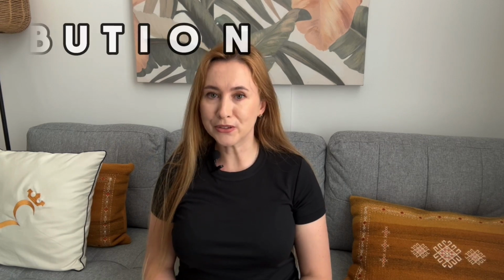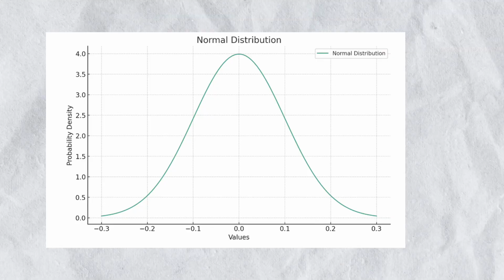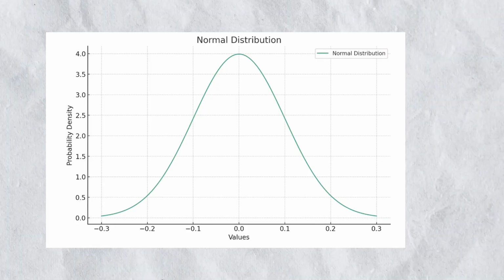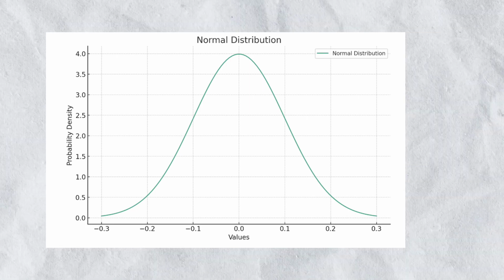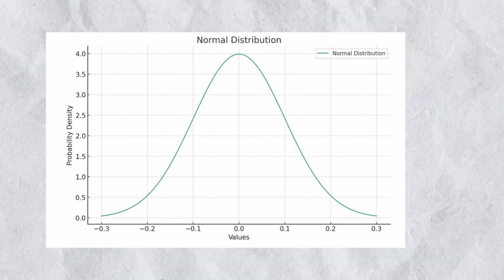Data distribution refers to how data values are arranged or spread across a range. In normal distribution, data is symmetrically distributed with no skew. When plotted on a graph, the data follows a bell shape, with most values clustering around a central region and tapering off as they go further away from the center.